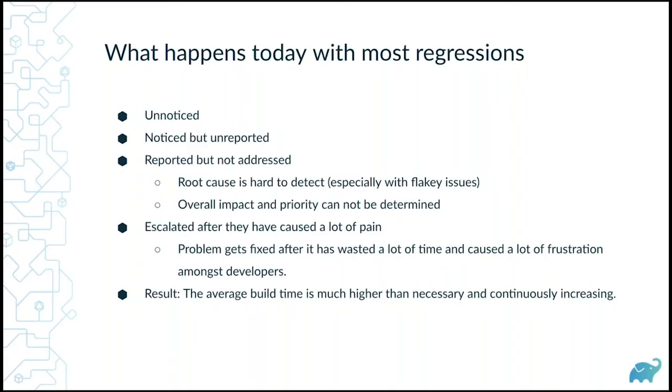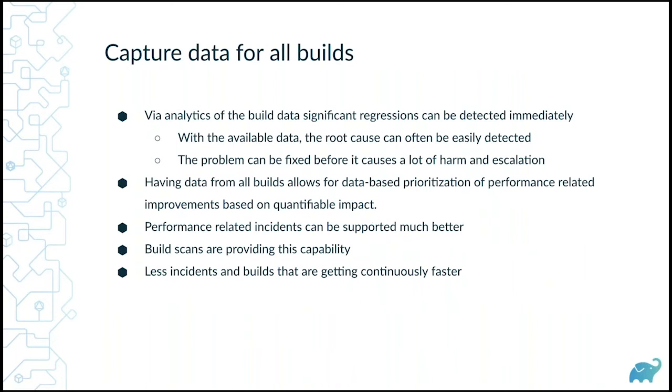And then often they get escalated after they have caused a lot of pain, and that's the only way they really get addressed. Then the problem gets fixed after it has already wasted a lot of time and caused a lot of frustration. So the result is that the average build time is much higher than necessary and continuously increasing. And the only way to have high performing builds is that you need analytics and you need data. Even with distributed test execution and build caching, there's so much that can go wrong and affect performance. You need data to optimize your toolchain, like you need data to optimize the performance of your application.